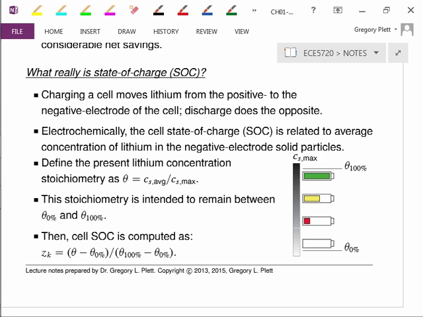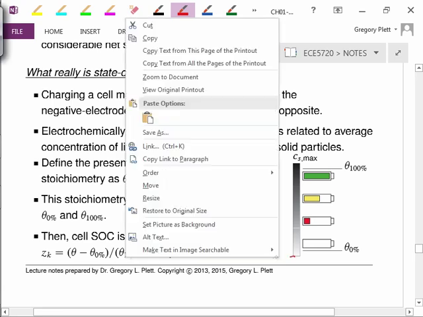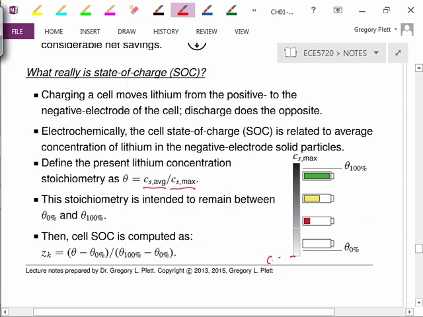Okay, well let's focus on one electrode, maybe the negative. And electrochemically, the cell state of charge is related to the average concentration of lithium in the negative electrode solid particles. And we can talk about a stoichiometry, a lithium concentration stoichiometry of a cell, as the average solid concentration divided by the maximum theoretic lithium concentration in the active materials, and that gives us a fraction between 0 and 1. So, theta equals 0 here, and theta equals 1, or 100% right there.